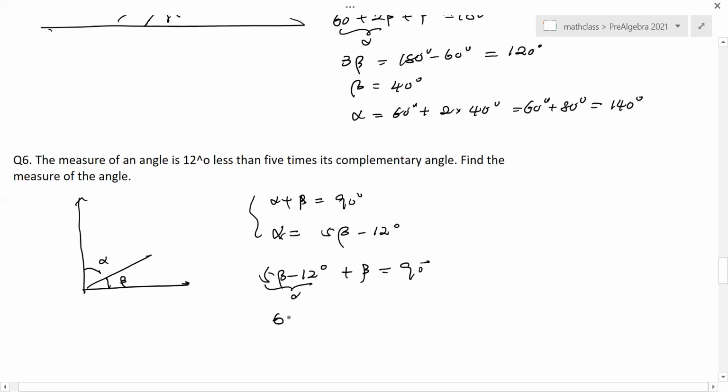So then you have 6 beta, and 90 degrees plus 12 degrees is going to be 102 degrees. And from here, you can get beta, right? 102 divided by 6 is 17. Once you get 17, then you can get alpha. Alpha is going to be the complement: 90 degrees minus beta, minus 17. So 90 minus 17 is 73 degrees. So you get those two angles.